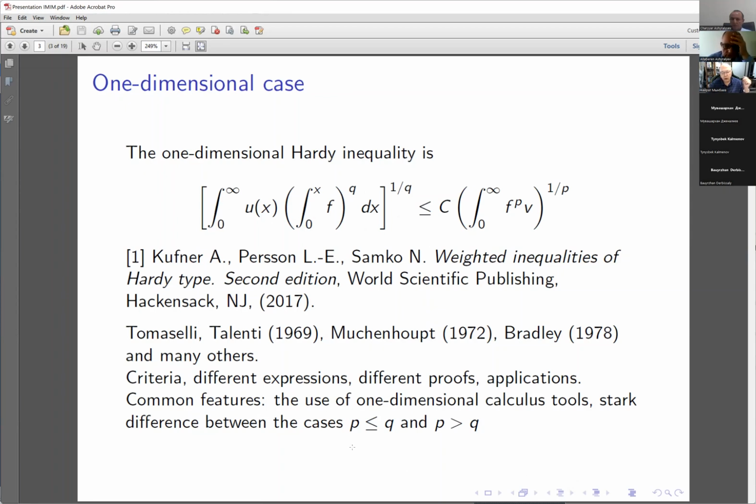And all those one-dimensional results have one thing in common. All of them use one-dimensional calculus tools like integration by parts or the integral of a full derivative of a function. And also, already at that time, it was clear that the cases P less than or equal to Q and P larger than Q are very different. So this is probably all I have to say about the one-dimensional case.